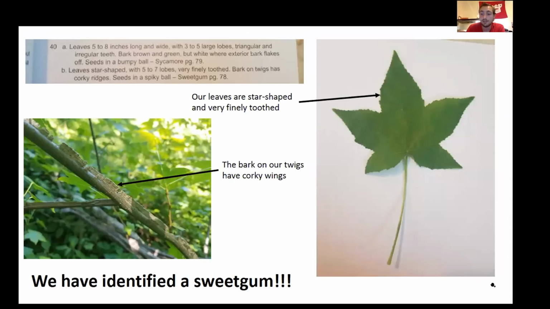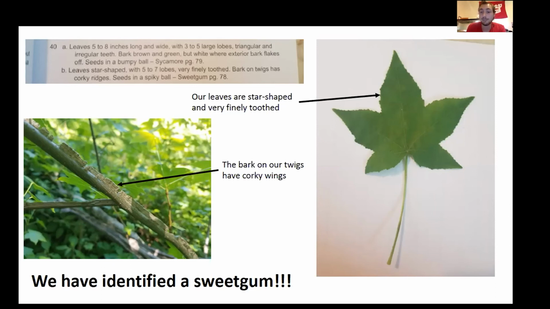And once you get there, we are differentiating between a sycamore and a Sweetgum. In a sycamore, you'll remember that we have 3 to 5 large lobes that are triangular with irregular teeth, and our seeds in a bumpy ball. Whereas on our Sweetgum, we have star-shaped leaves with 5 to 7 lobes, mostly 5, very finely toothed, and the bark can have these corky ridges and seeds in a spiky ball.